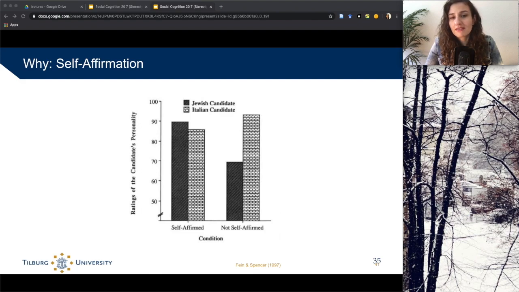While in the not self-affirmed condition, we do see some stereotyping going on, right? We see that the Jewish candidate is rated to have a lower, less nice, less fitting personality than the Italian candidate. And this is in line with the stereotype at the time. So we see here that participants who didn't self-affirm their values, they did engage in stereotyping.